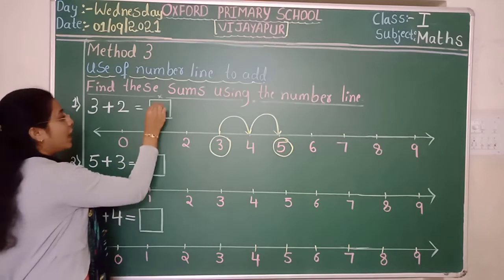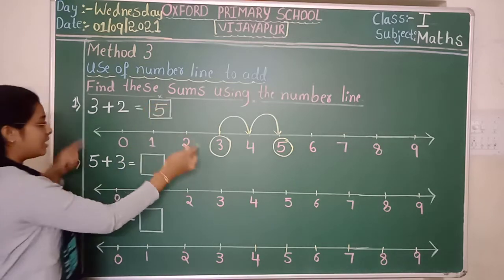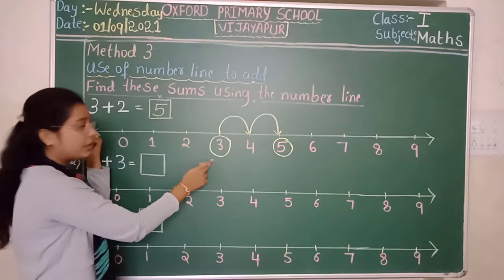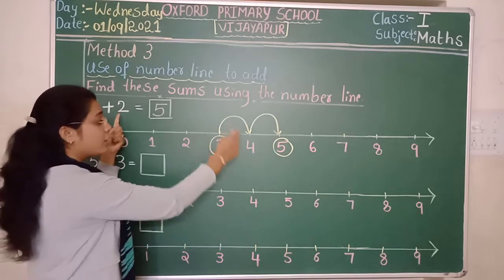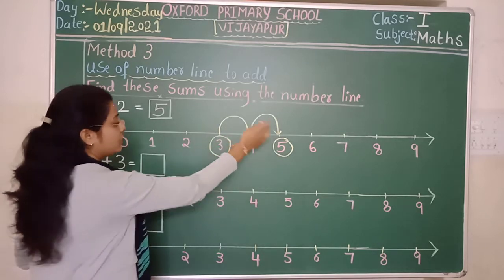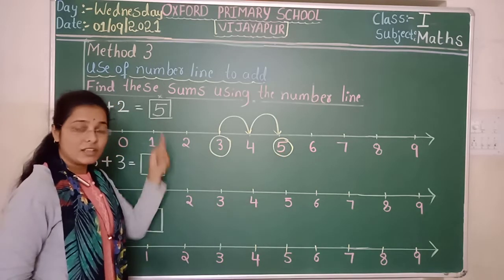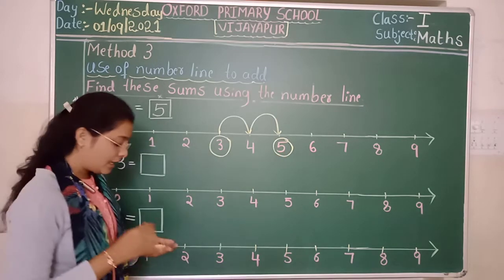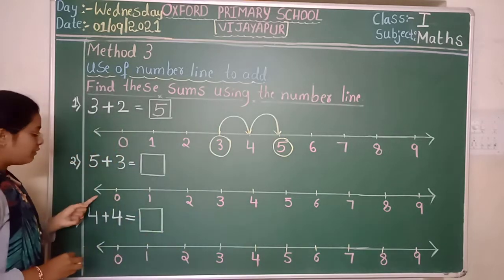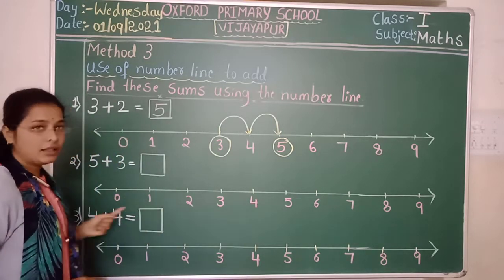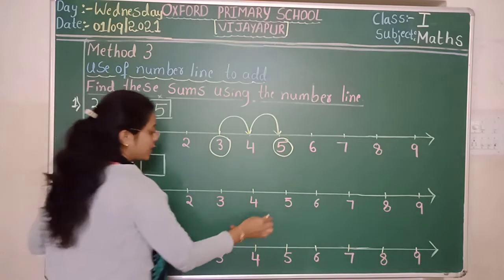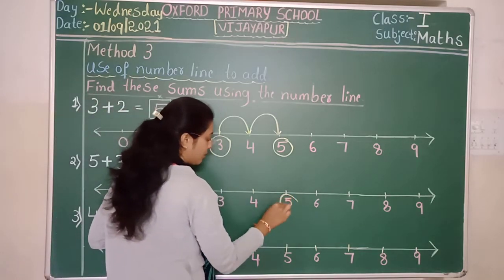5 is our answer. By seeing the first added, we circled the number. Then by seeing the second added, we took jumps. By taking the jump, where we reach? We reach the number 5. 5 is our answer. Next, 5. Where is number 5 present in the number line? Here we are having number 5. First we will make a circle of this number 5.